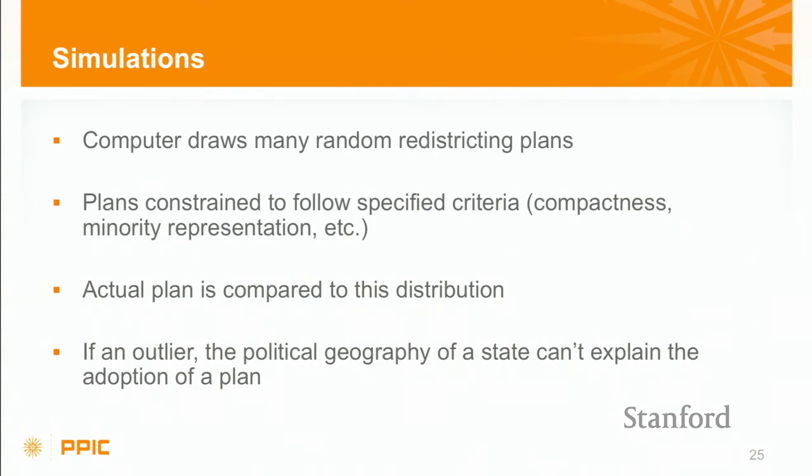And then you get a distribution of outcomes, of plans, and you can calculate for each of those simulated plans all these other metrics that I presented here. And then you can compare the actual plan to this distribution and see if it's an outlier. And if it's an outlier, you can say, well, that suggests maybe the geography of the state has not dictated that this particular plan be drawn, or certainly hasn't. It couldn't have been drawn by accident.